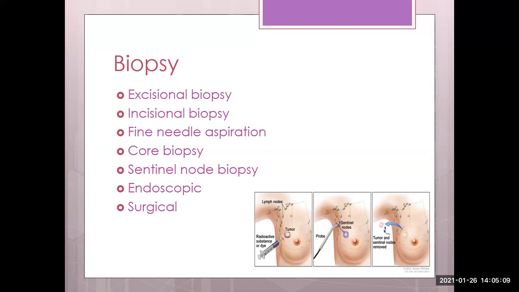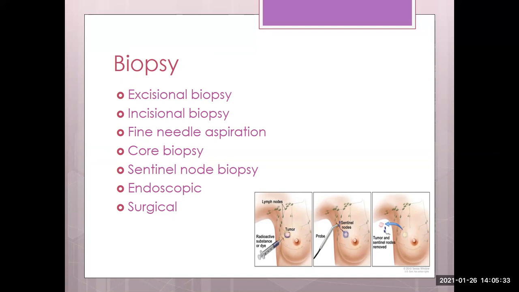A core biopsy is a lot like a needle biopsy, except it's a little bit bigger sample of tissue, about 1/16 of a centimeter is taken roughly with a core biopsy.